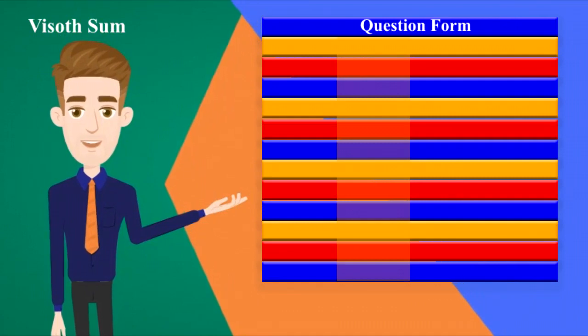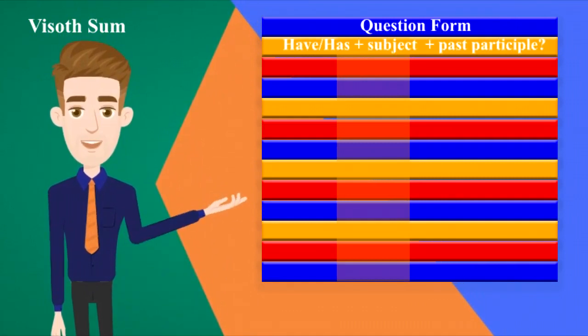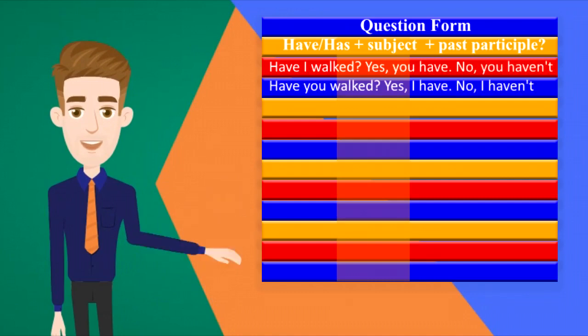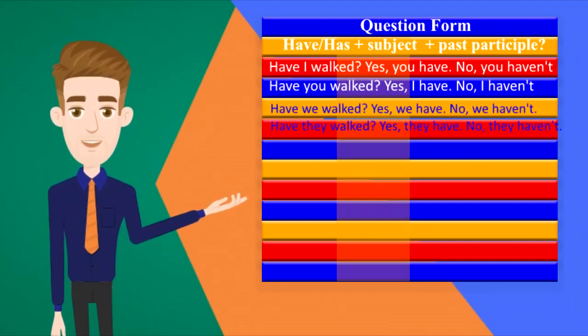The question form is have, has plus subject plus past participle. For example, have I walked? Yes, you have. No, you haven't. Have you walked? Yes, I have. No, I haven't. Have we walked? Yes, we have. No, we haven't.